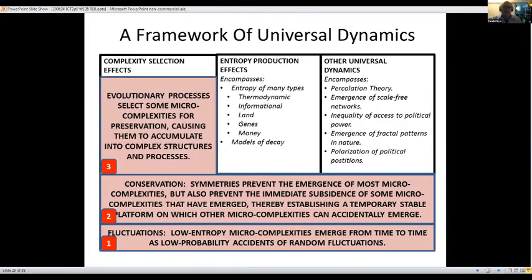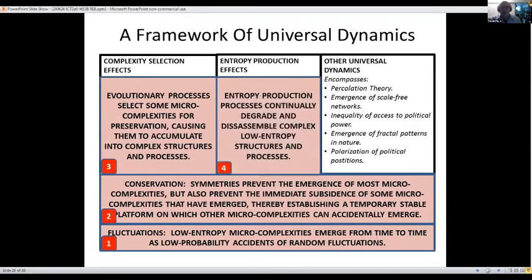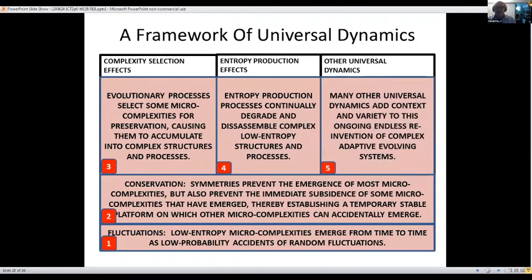Then we've got evolutionary processes that select some microcomplexities for preservation, causing them to accumulate into complex structures. At the same time, we've got these entropy production processes continually degrading and disassembling complex low entropy structures. So again, we've got a creative process building up complexity and a destructive process tearing down complexity. Then at the side, we've got a variety of these other universal dynamics that add context and variety to this ongoing endless reinvention of complex, adaptive, evolving systems.